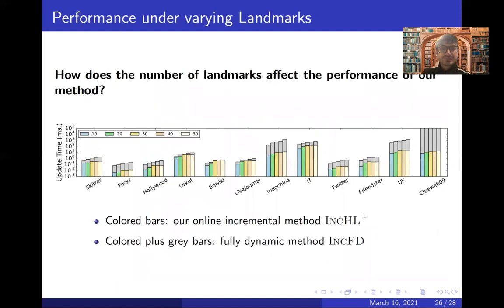Next, we compare the performance with the state-of-the-art method, incremental FD, under varying landmarks. As we can see, our method outperforms on all the data sets with each selection of landmarks. And also we can see the performance gap is stable for most of the data sets.